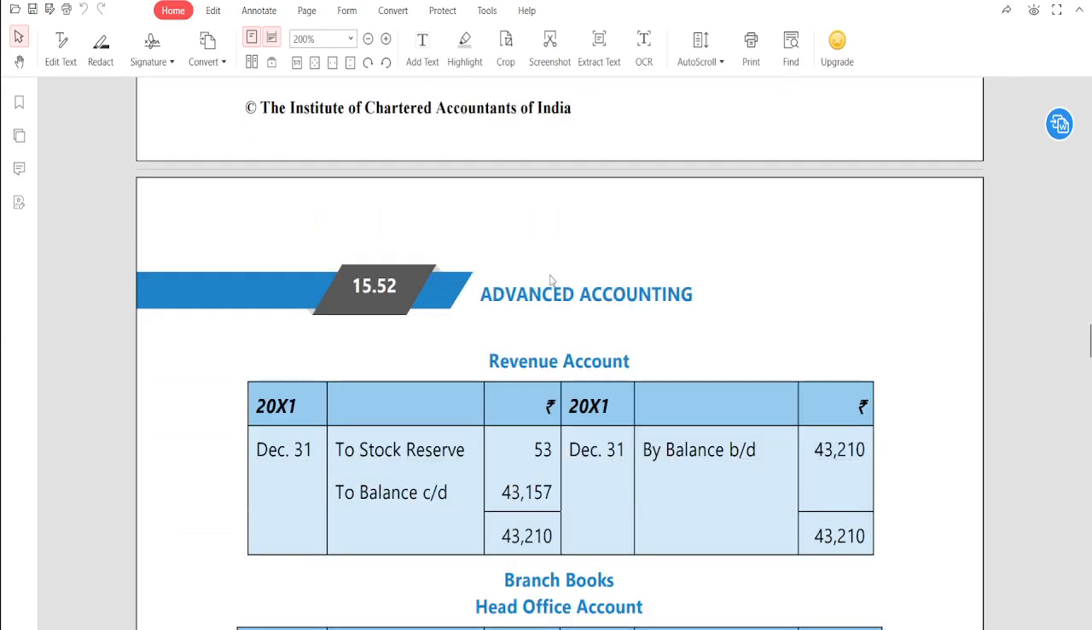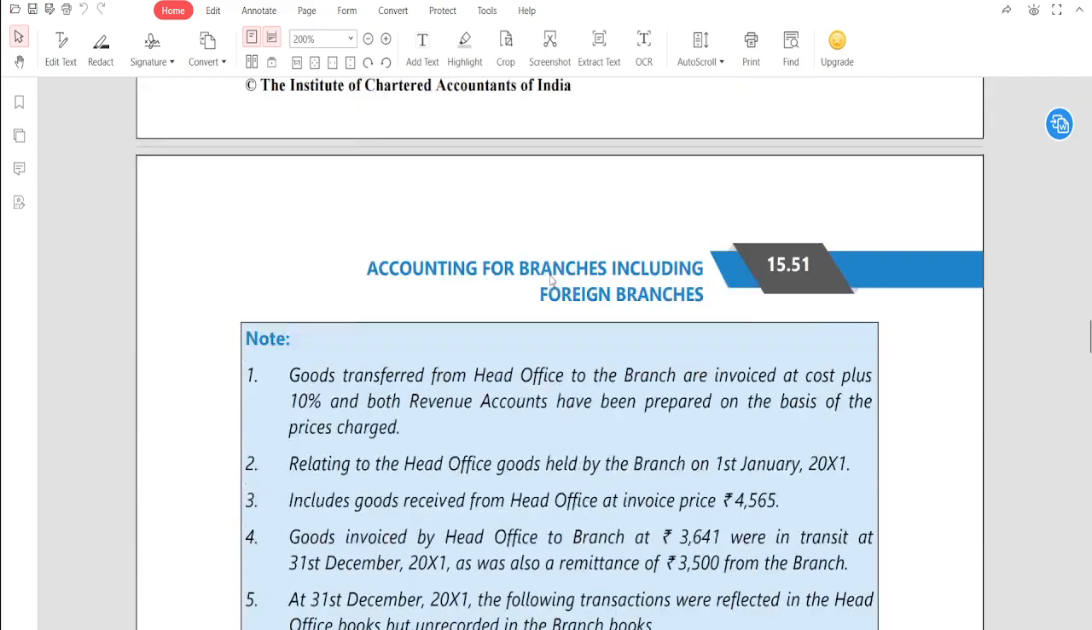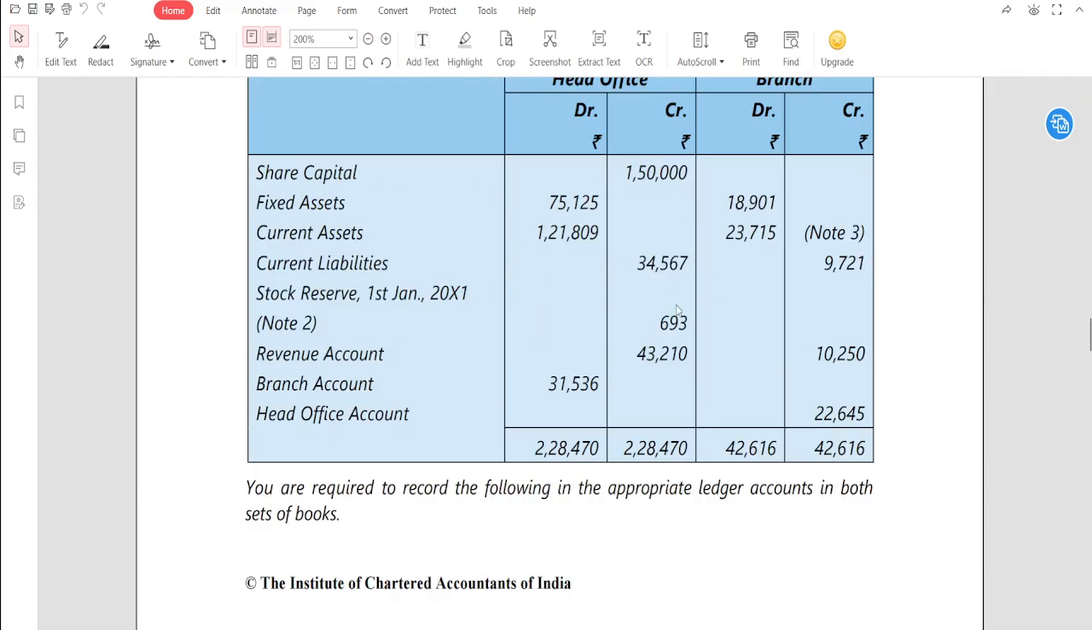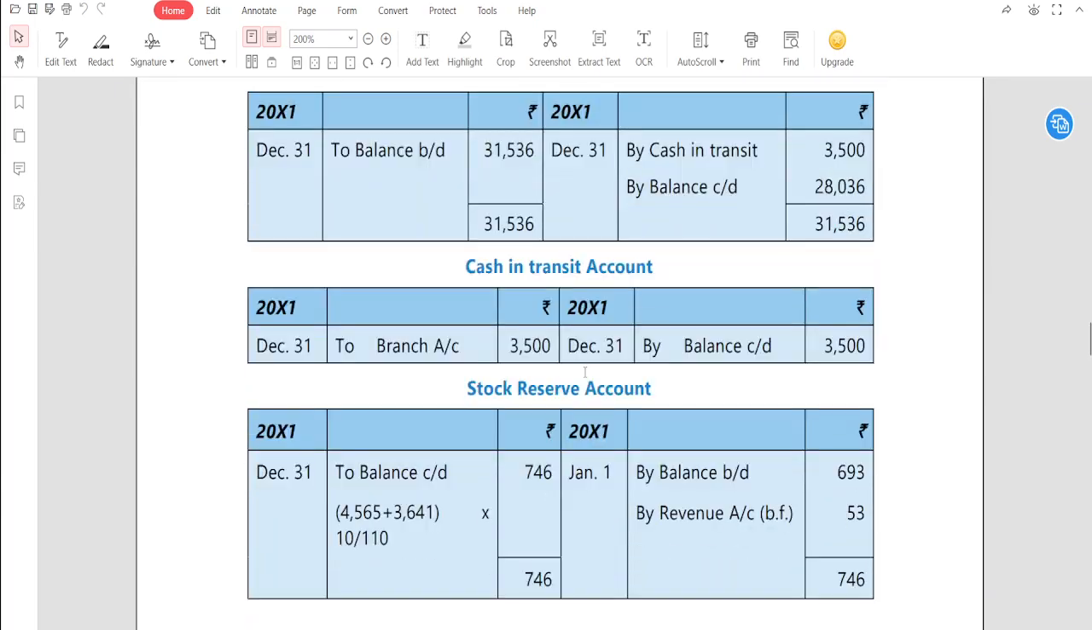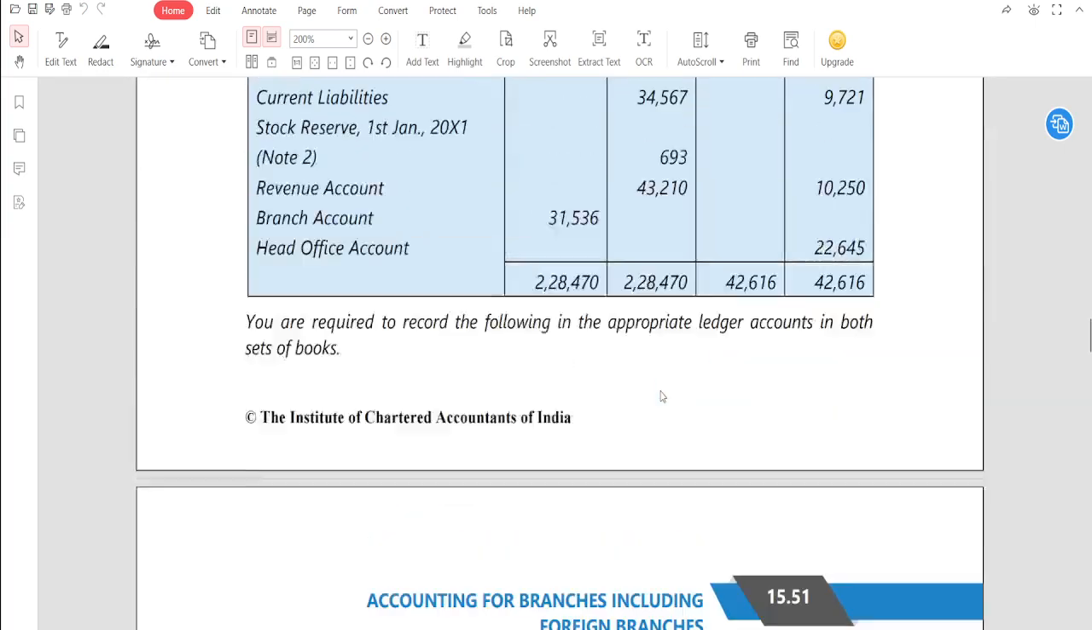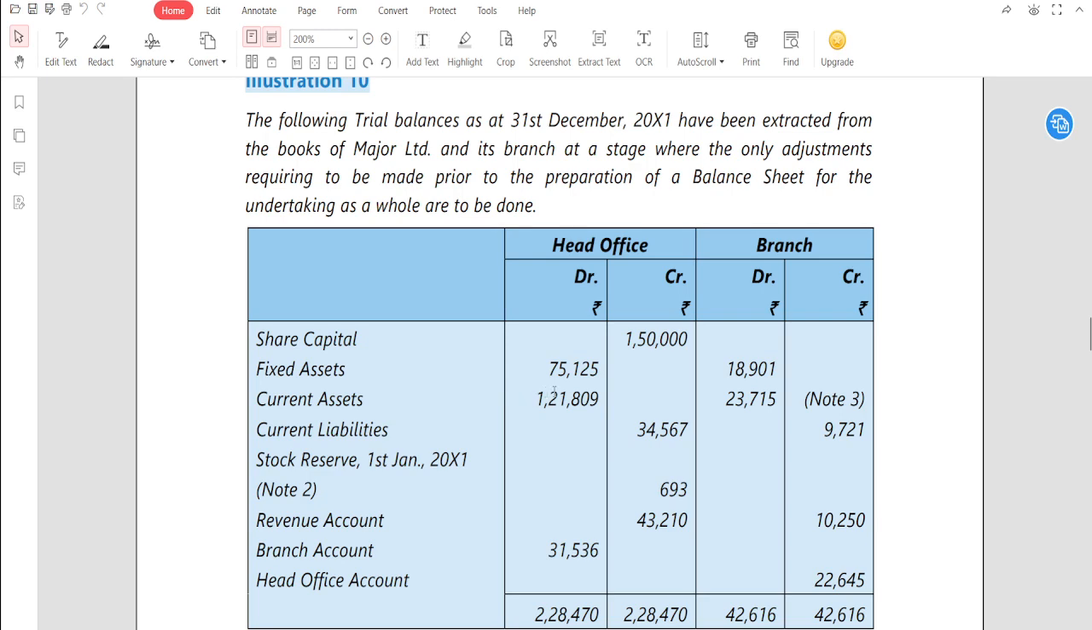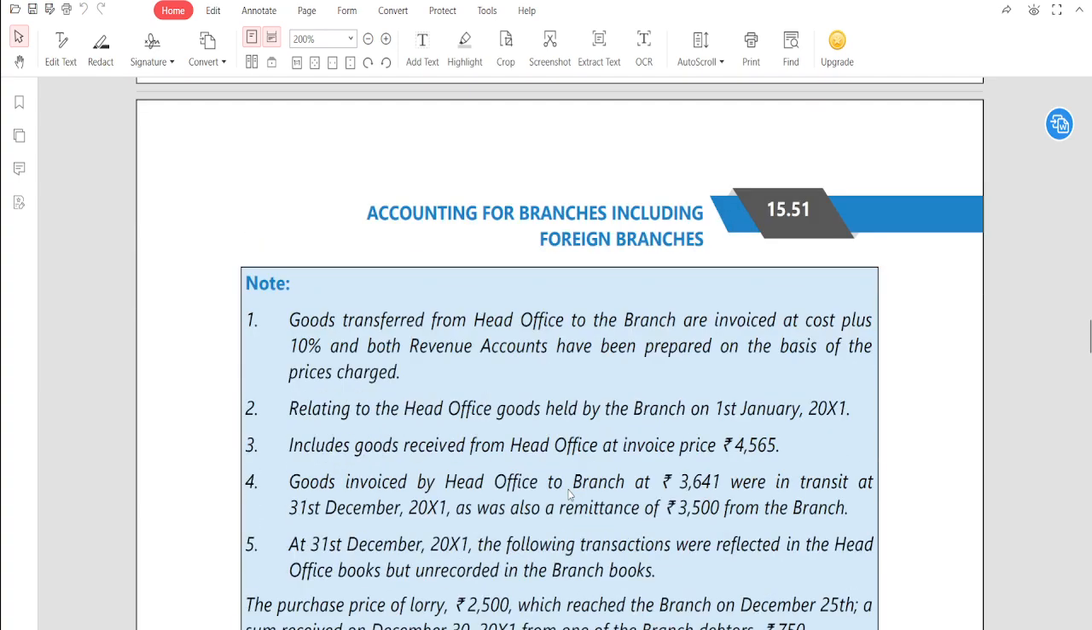Perfect. Now next, we have something called stock reserve, 693. So in the books of HO, the stock reserve account. The stock reserve is created, 693. It's the opening balance. Perfect. Okay, sir. Now let's see. Next we have current asset, not required, and current liability, not required. So nothing as such is required. The HO books are done. Okay. Now we are going through this particular transaction.